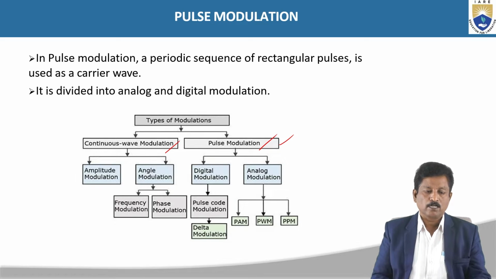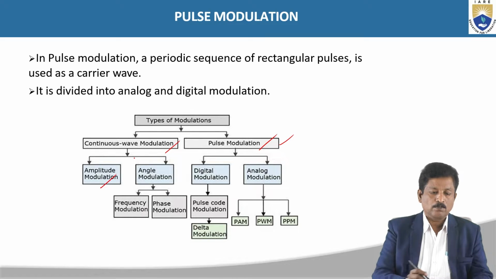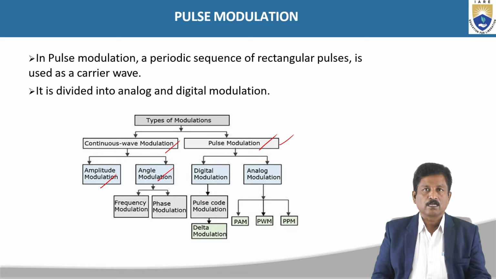Then coming to the further classification. Under the continuous wave modulation, there are two types. One is the amplitude modulation, another is the angle modulation. Amplitude modulation you can define as: the amplitude of the carrier signal varies according to the instantaneous value of the modulating signal. That means the basic parameter varied in amplitude modulation is the amplitude. So the amplitude of the carrier signal varies according to the strength, or instantaneous value, of the modulating signal. Then coming to the second one, angle modulation.